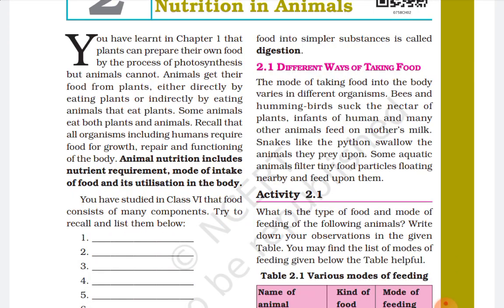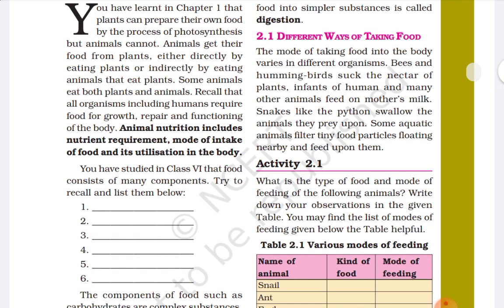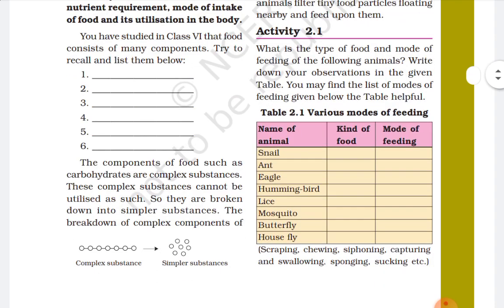Different ways of taking food. The mode of taking food into the body varies in different organisms. Bees and hummingbirds suck the nectar of the plant. Infants of humans and many other animals feed on mother's milk. Snakes like pythons swallow the animal they prey upon. Some aquatic animals filter tiny food particles floating nearby and feed upon them.